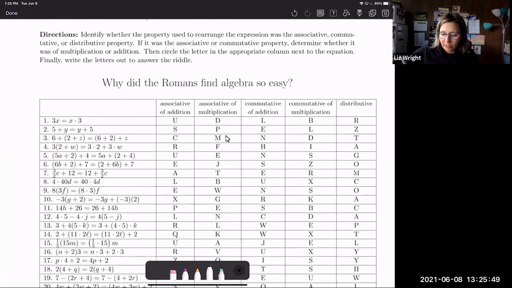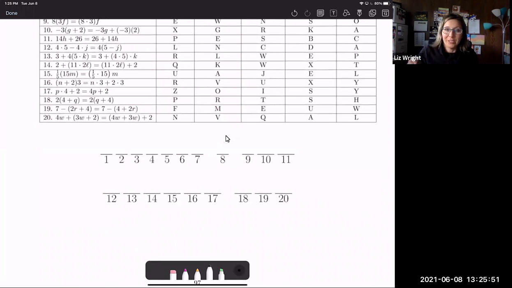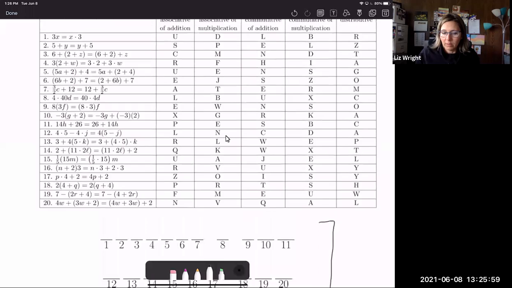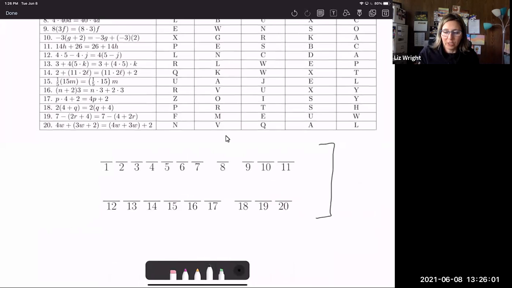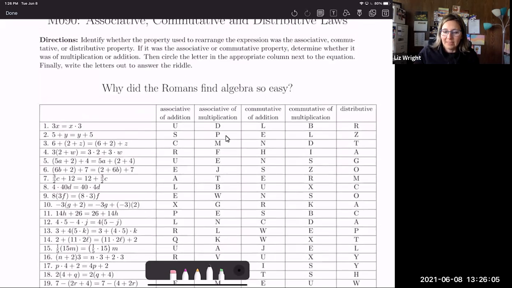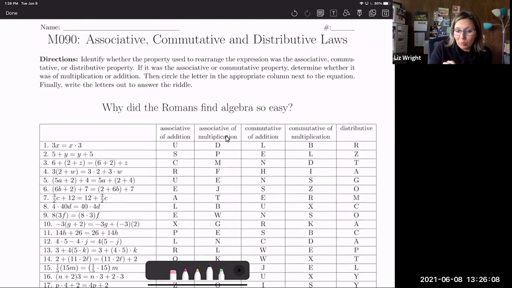So the riddle is going to be down here. So that's honestly a great way to check your work. If you get an answer down here and it's spelled weird or it doesn't make sense, then that means you did something wrong up above. So this is how you're going to check your work, to make sure that this statement down here makes sense, because it should answer this really ridiculous, corny joke. Why did the Romans find algebra so easy?